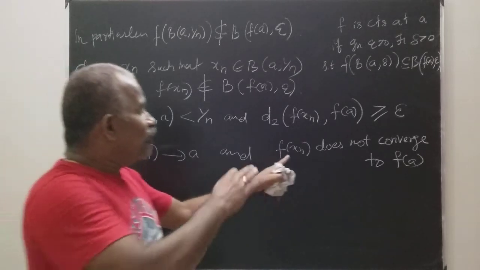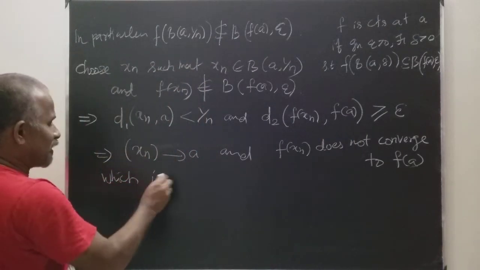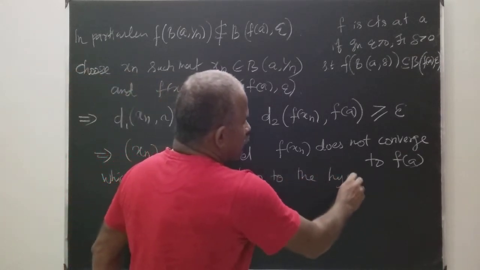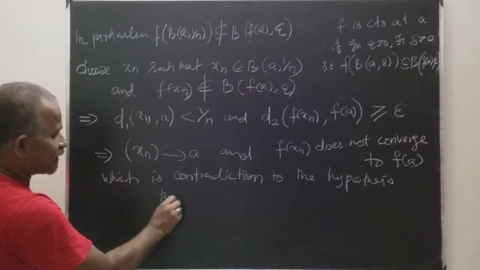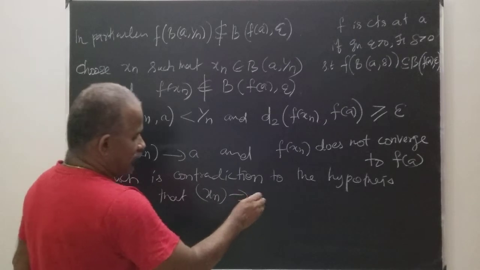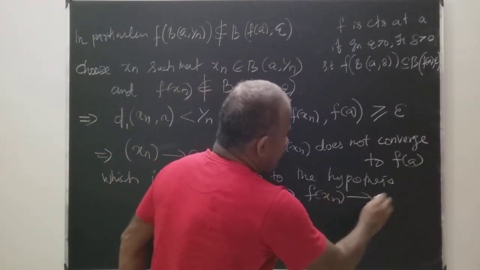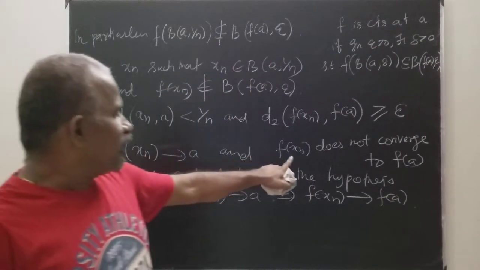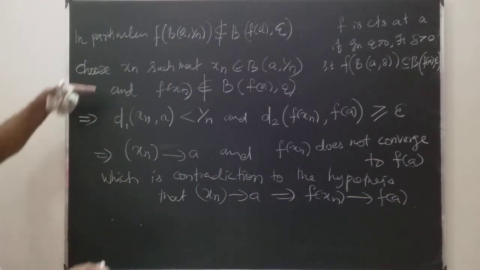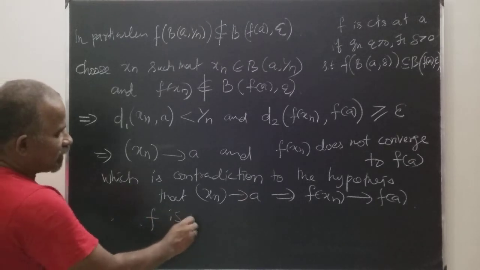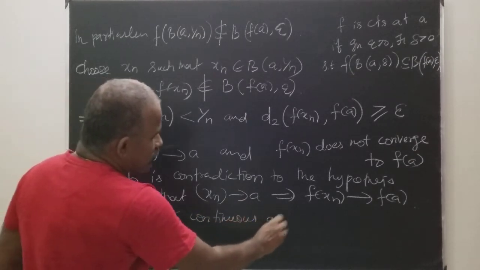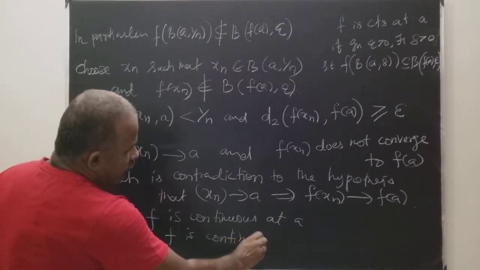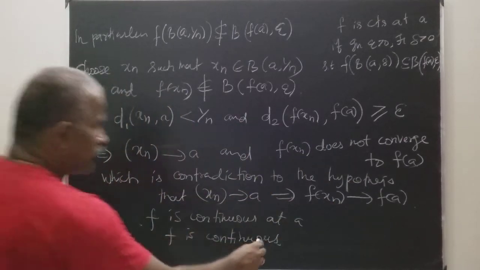Xn converges to a and f of xn does not converge to f of a, which is a contradiction to the hypothesis that xn converges to a implies f of xn converges to f of a. So what we have assumed is wrong. Therefore, f is continuous at a. Since a is arbitrary, f is continuous. Hence the proof.